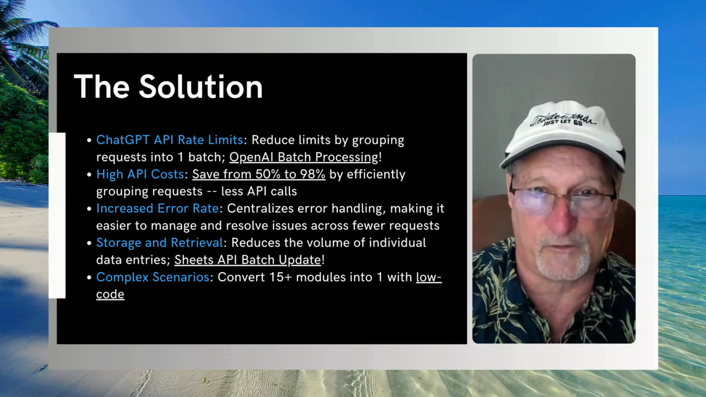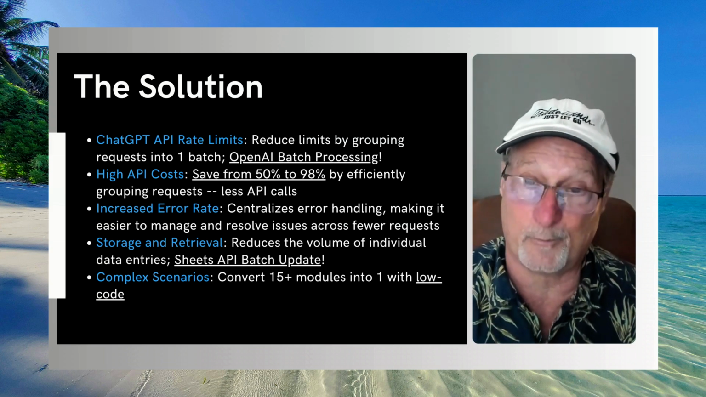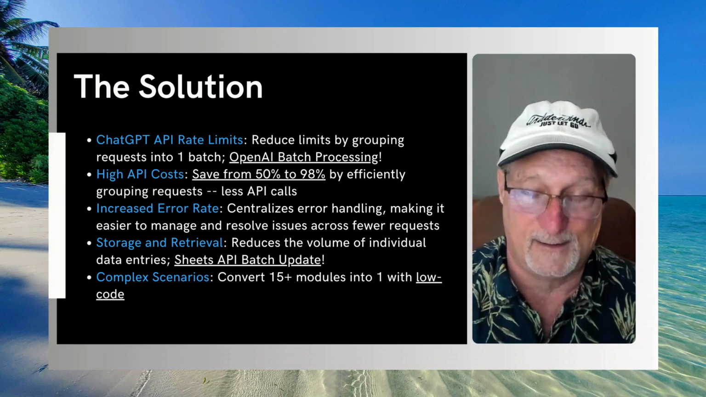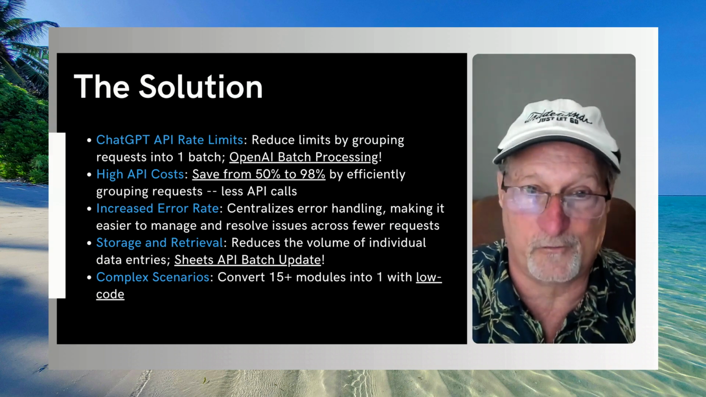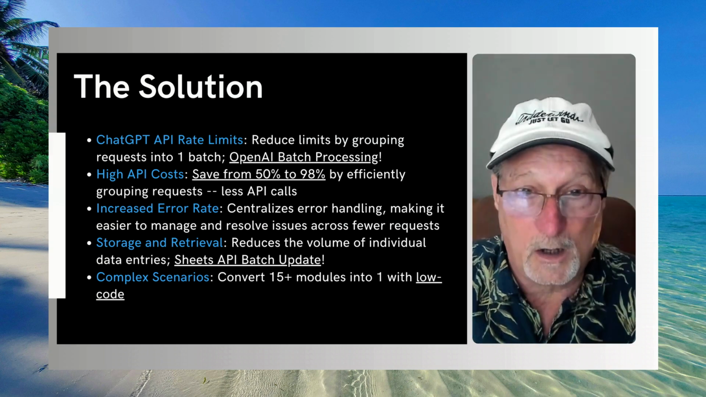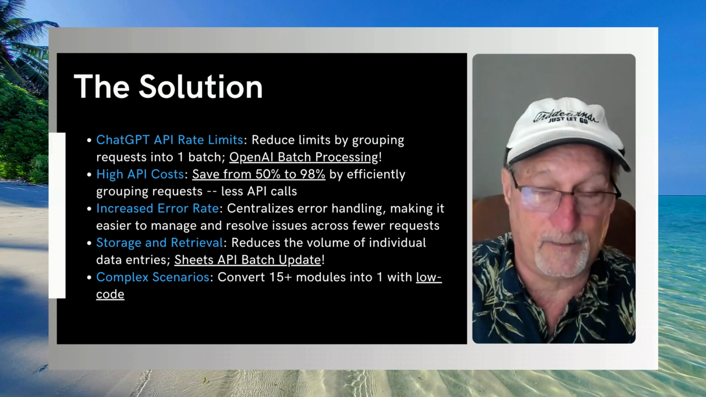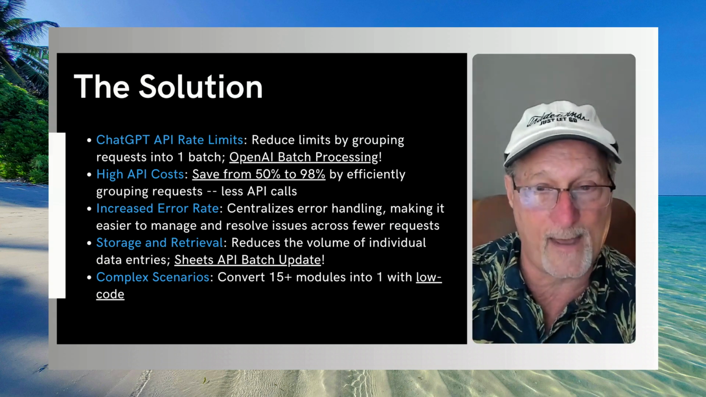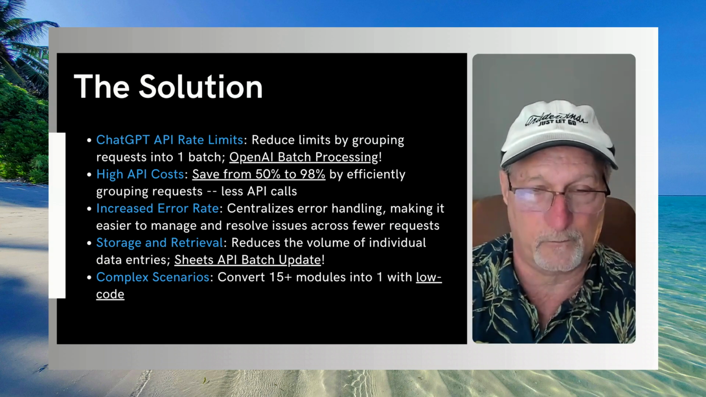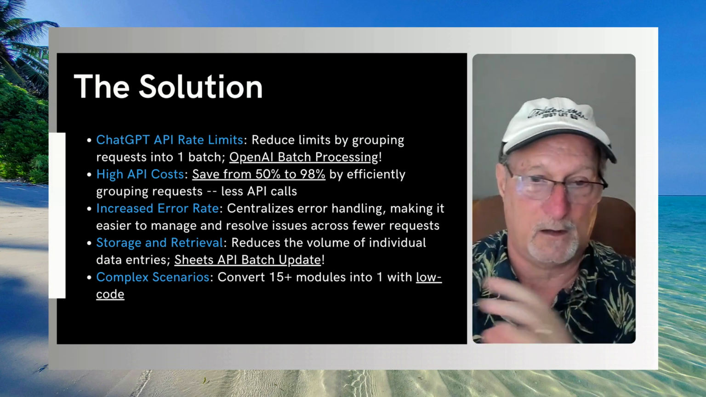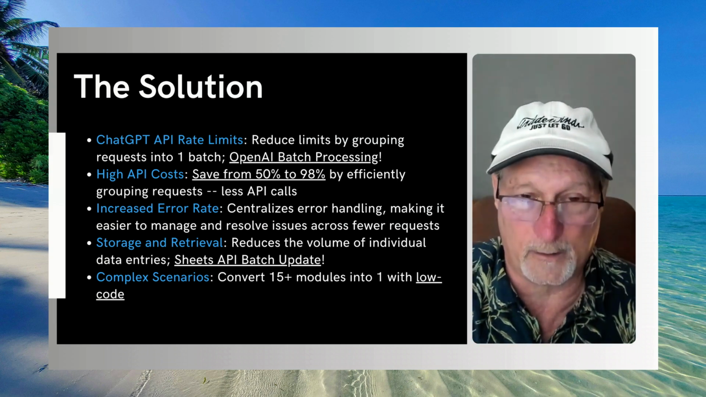And I'm going to go the extra step to show you how you can actually save up to 98%, 98.5% actually. And when you talk about 98.5%, I mean, that's almost free. So it can also centralize error handling, which helps. And then when it's time to receive the batch of the answers from ChatGPT through their OpenAI batch processing, it's time to update, let's say, the same Google Sheet that had the input.